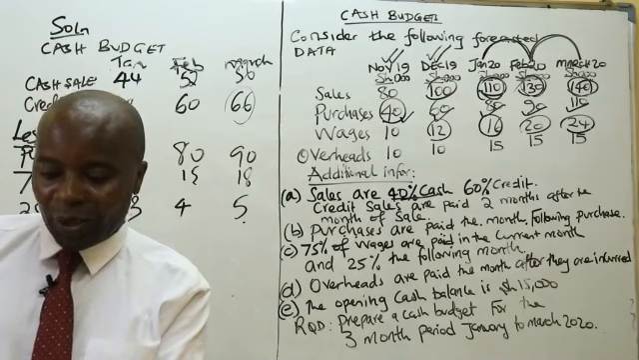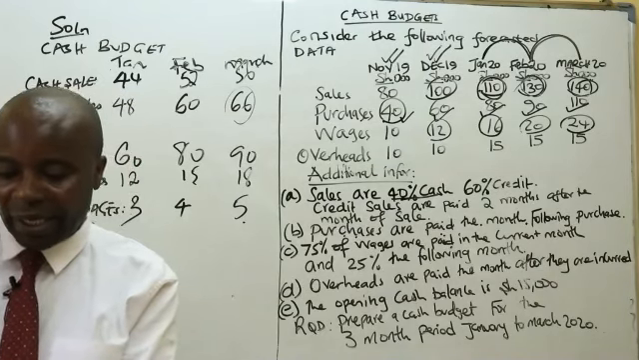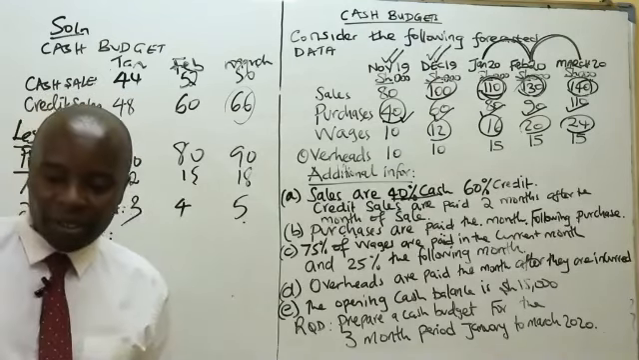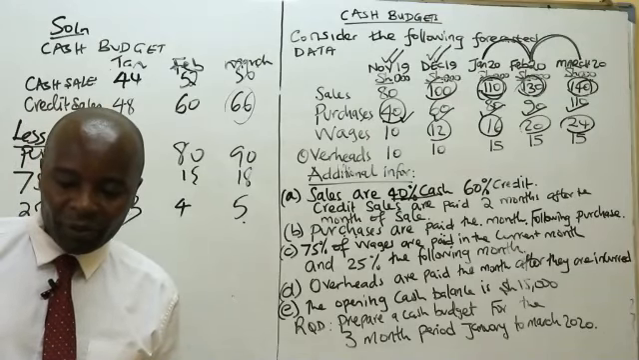Stella is telling me 10. June is telling me 10. Teresa is telling me 10. Beatrice, 10. How about the other students?